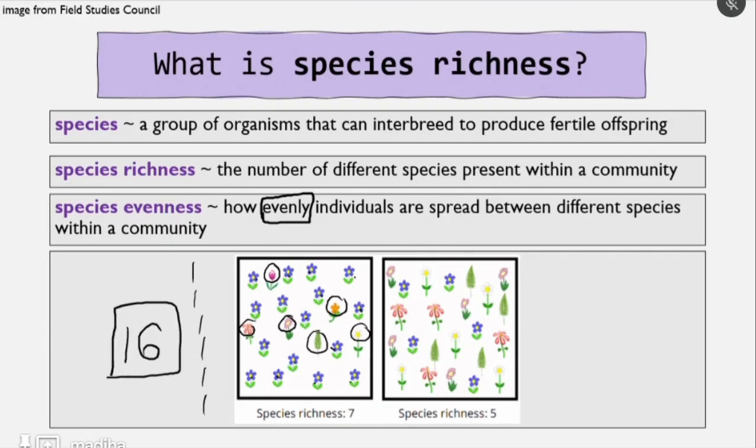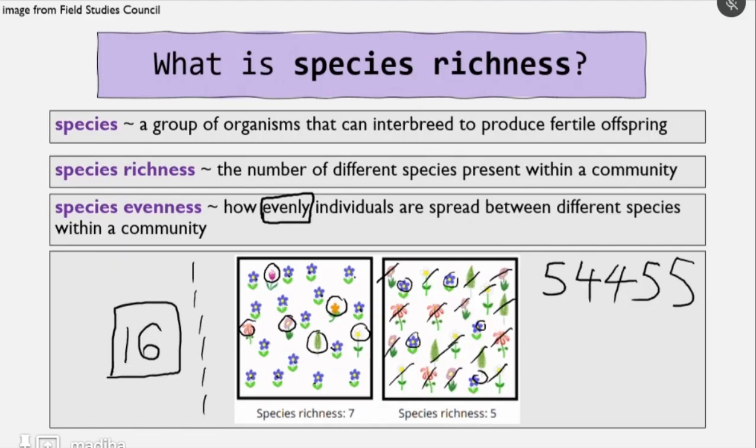If we look at this other one, we've got 5 of those flowers, 4 of these ones, 4 of those, 5 of those, and with the purples we've got 5 of those. So you can see this is more spread out because you've got 5, 4, 4, 5, 5. It's almost like an even split. So this has a greater species evenness. The evenness here is a lot higher compared to the evenness here.